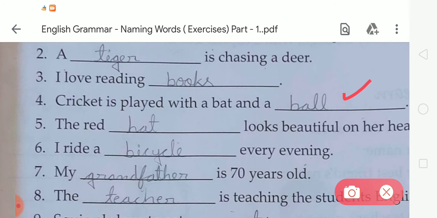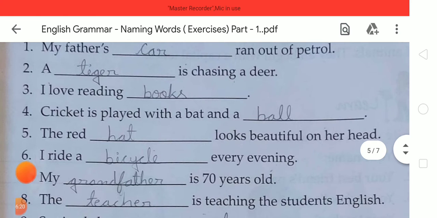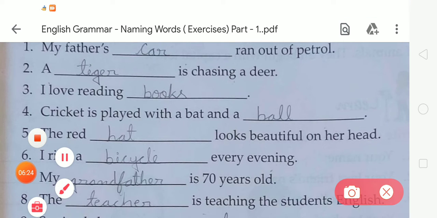Okay. Now after this, number 5. In number 5, the red dash looks beautiful on her head. So what do we wear on the head? We wear a hat. So we have to write here: the red hat looks beautiful on her head. Okay student, what is the spelling of hat? H-A-T, hat. So we have to write hat here.